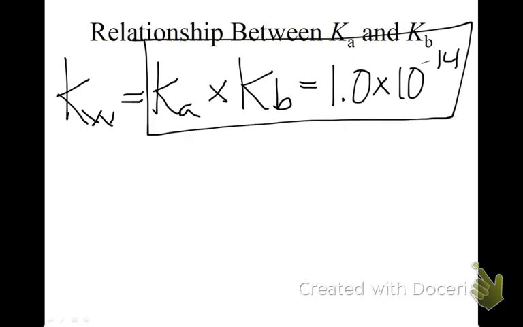We're never going to really use it to find the Kw, because Kw is always the same thing. It's 1.0 times 10 to the negative 14th at 25 degrees Celsius. We're going to use this little idea right here to find either Ka or Kb.